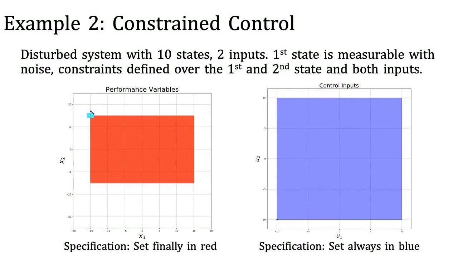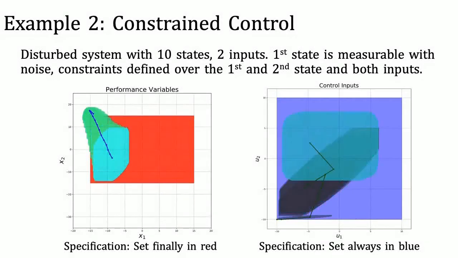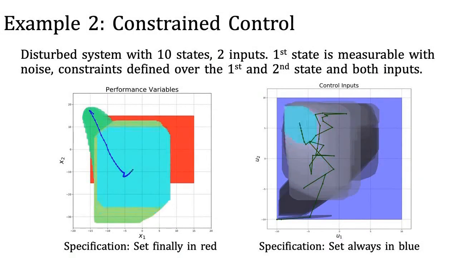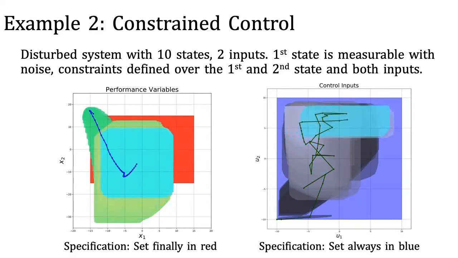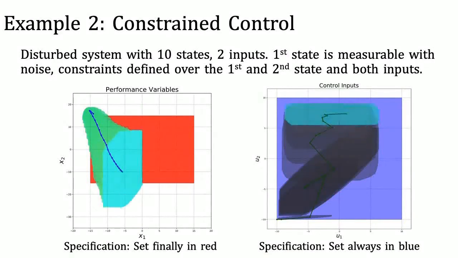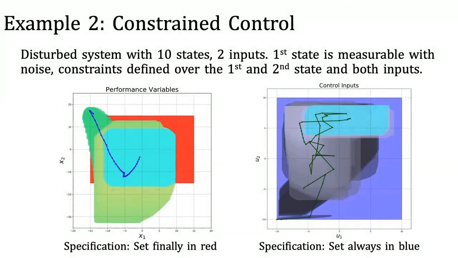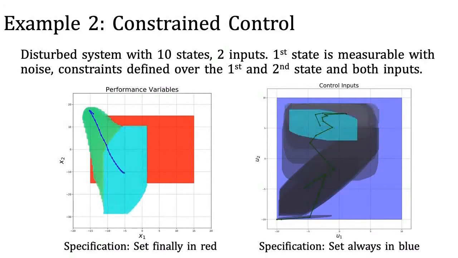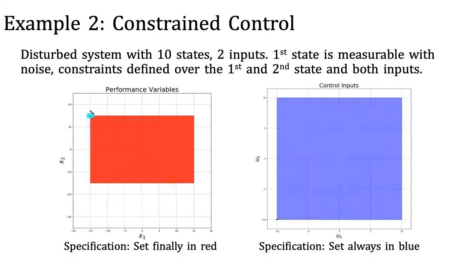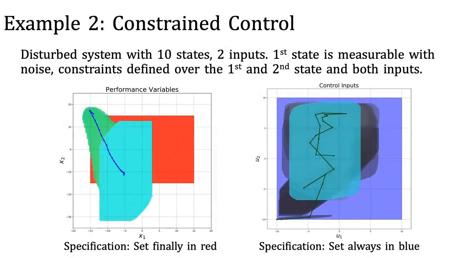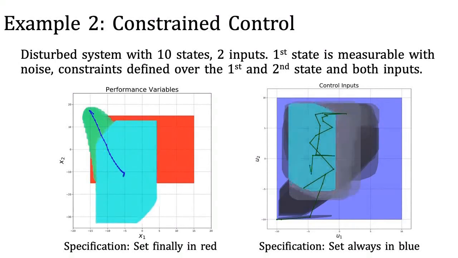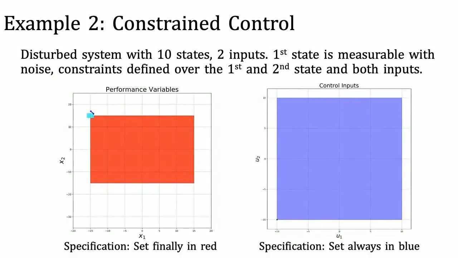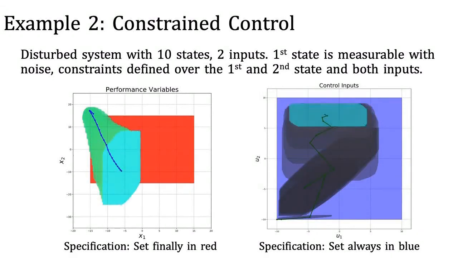As our second example, we consider the constraint control problem, where our system has 10 states, it's unstable, and it has hard constraints on its first two states and control inputs. As you see, the specification was getting those two states into a red rectangle at the end of the horizon, which was 20. And for all those times, the control inputs had to be bounded into the blue region. And as you see, we solved the optimization problem, and these are the random trajectory with the reachable sets associated with it. As you see, the specification is met.